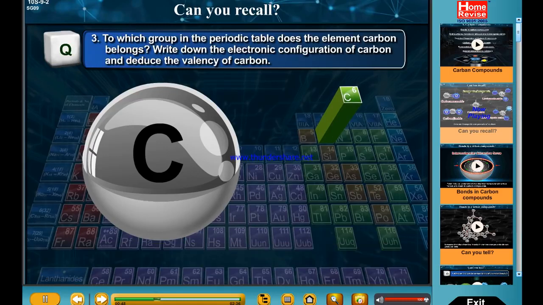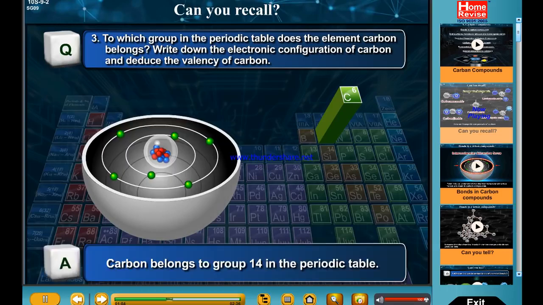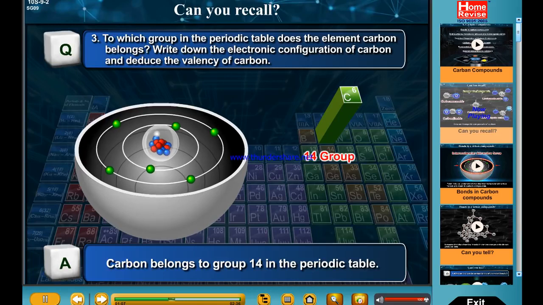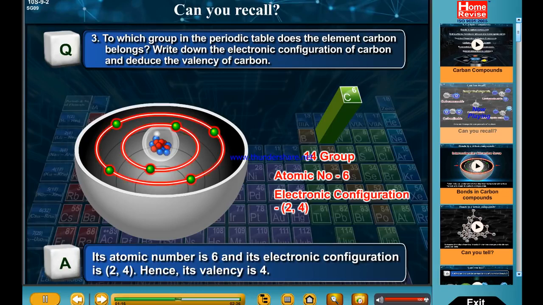3. To which group in the periodic table does the element carbon belong? Write down the electronic configuration of carbon and deduce the valency of carbon. Answer. Carbon belongs to group 14 in the periodic table. Its atomic number is 6 and its electronic configuration is 2,4. Hence, its valency is 4.